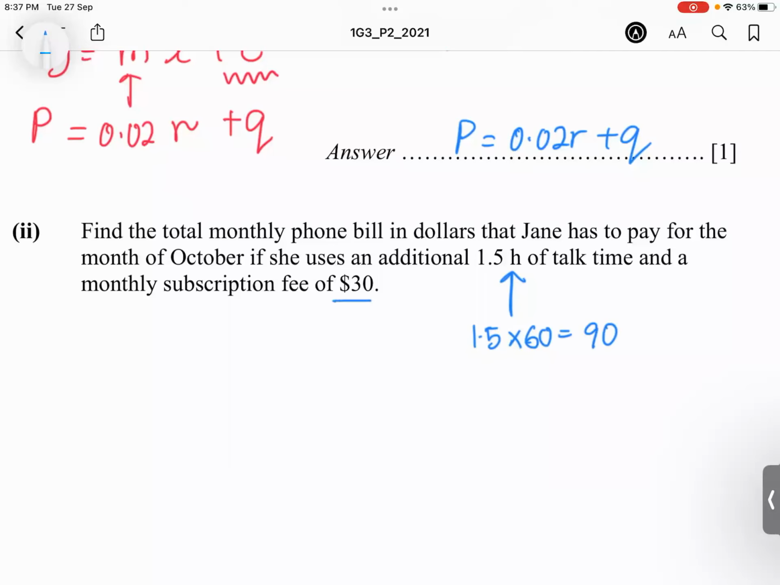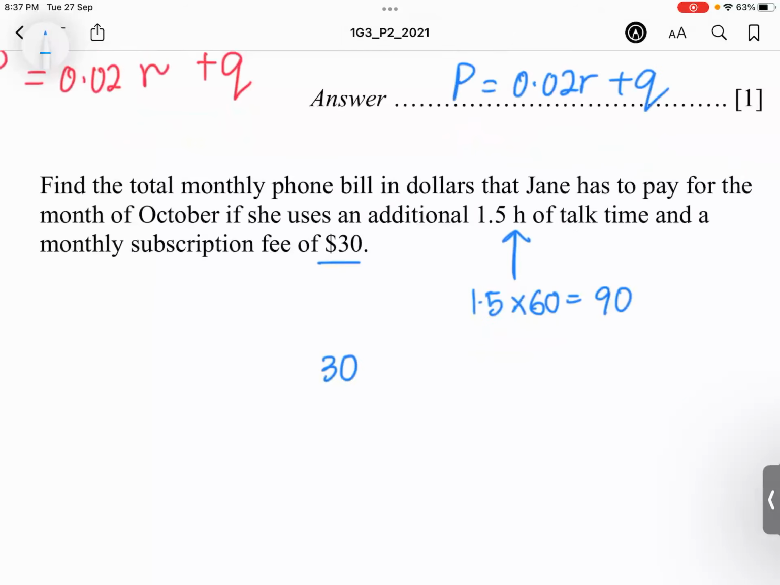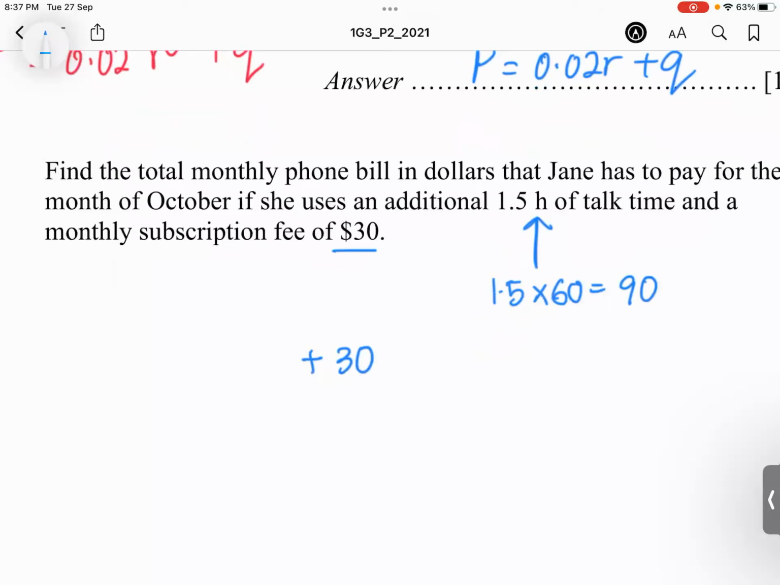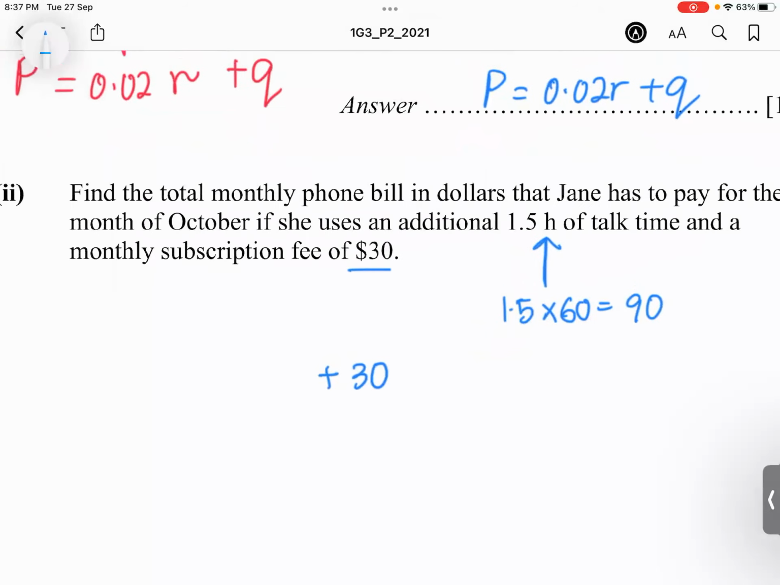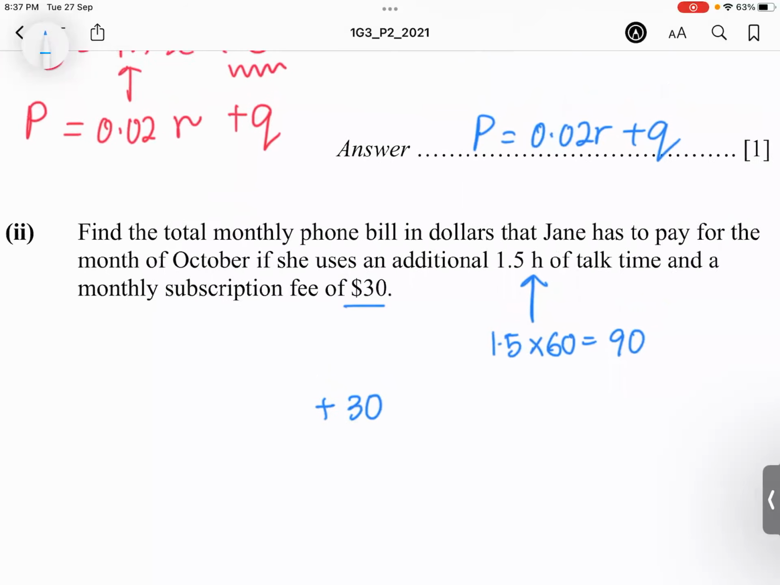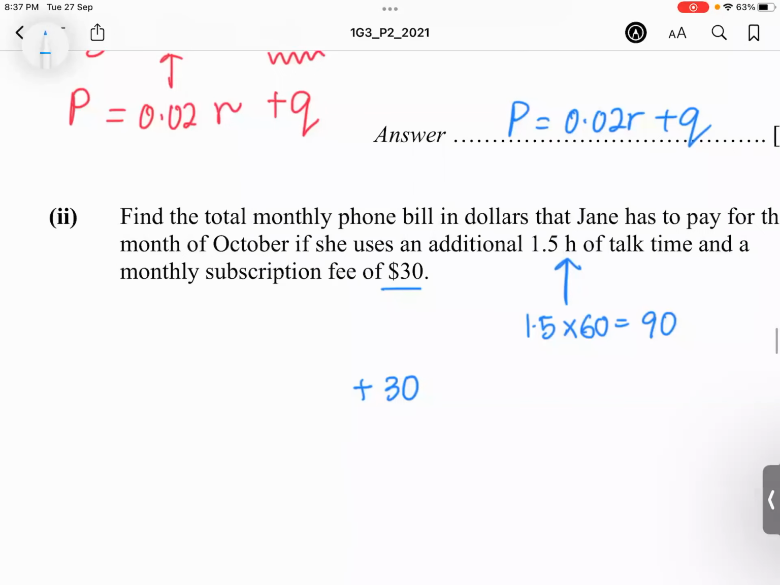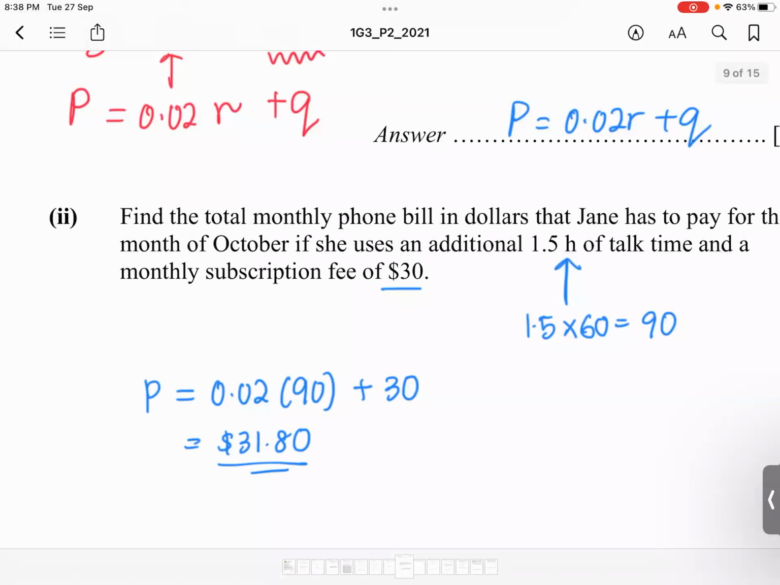And a monthly subscription fee. For the subscription fee, I have to pay $30 already. Then I need to pay for my additional talk time. The rate is 2 cents per minute, so it's 0.02. The number of minutes is 90. Then you find your total price, the phone bill for that month that she has to pay. So 0.02 times 90 plus $30 will give you 31.80. Money in dollars to 2 decimal places, dollars and cents.